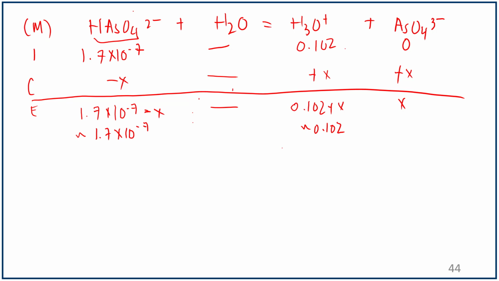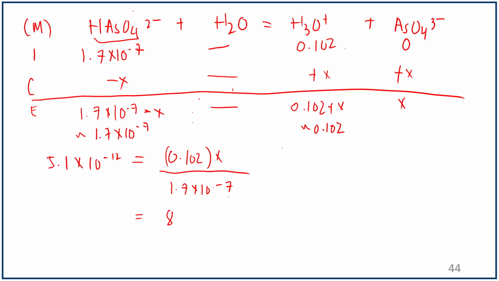Remember that Ka3 is equal to 5.1, sorry, times 10 to the negative 12. See how really small that value for Ka3 is, and that should be equal to 0.102 times x divided by 1.7 times 10 to the negative 7. If we rearrange this problem and solve for x, what you're going to get is 8.5 times 10 to the negative 18 molar. And remember, this is the concentration of the arsenate ion.